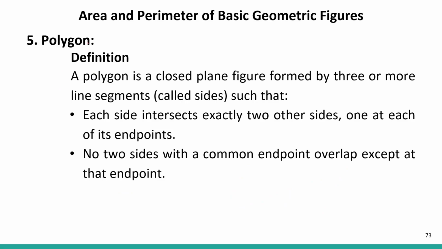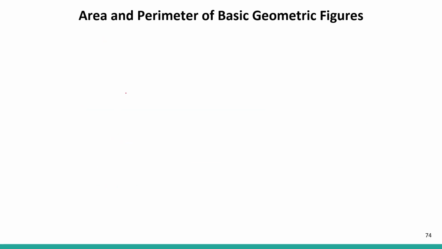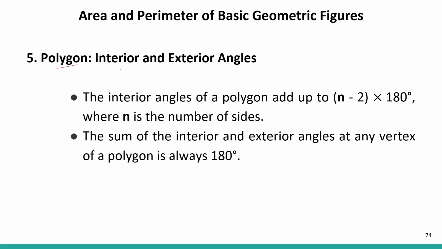Okay, so let's try to see what a polygon is. Let's start with the definition. A polygon is a closed plane figure formed by three or more line segments called sides, such that each side intersects exactly two other sides, one at each of its endpoints. So no two sides with a common endpoint overlap except at the endpoint. Let's see what a polygon is, and what interior and exterior angles are.